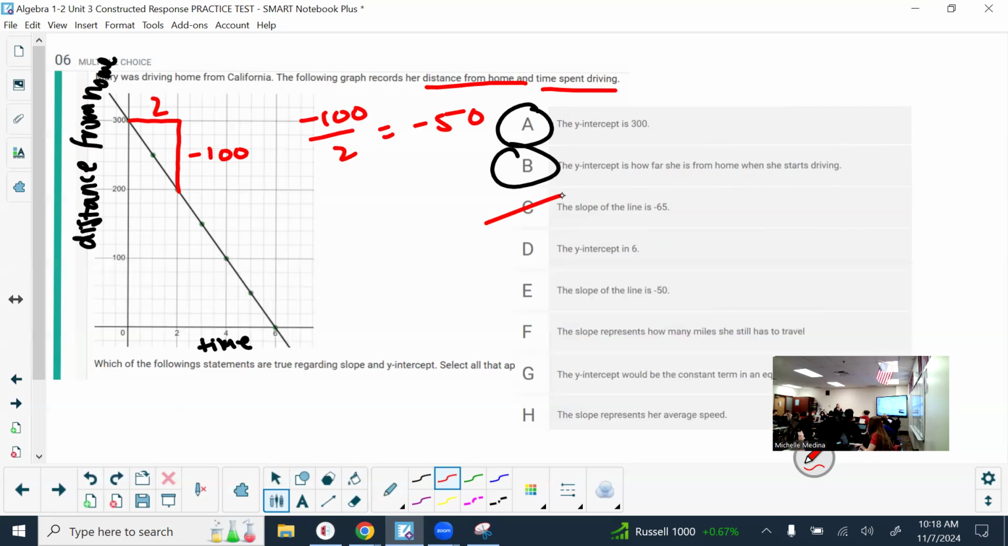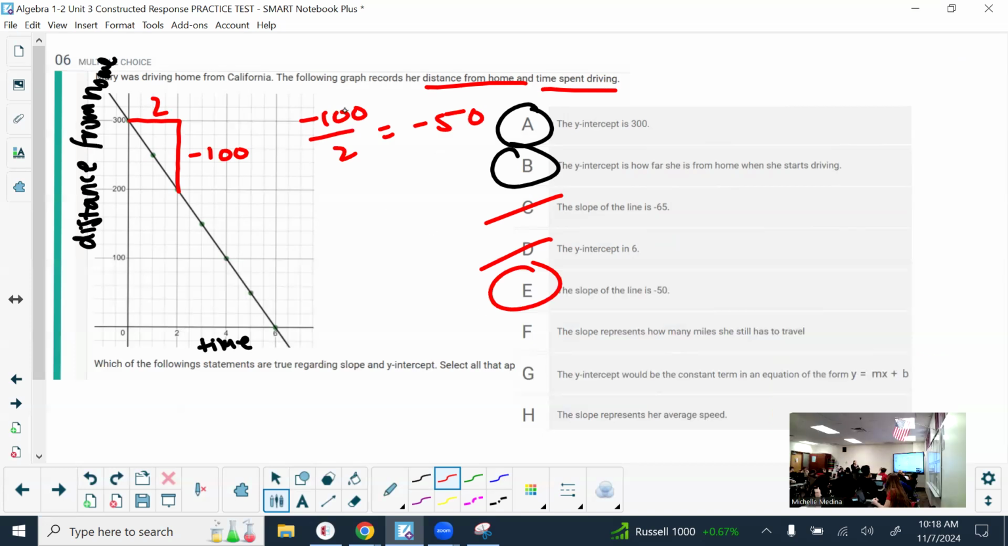Is the y-intercept 6? No, that's my x-intercept. Slope of the line is negative 50. Yep, we just calculated that one. The slope represents how many miles she still has to travel.